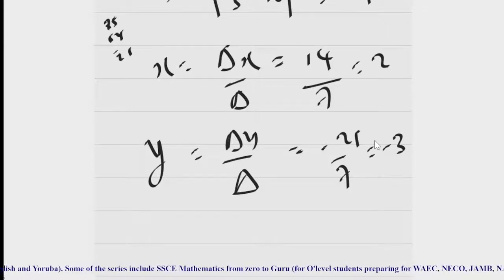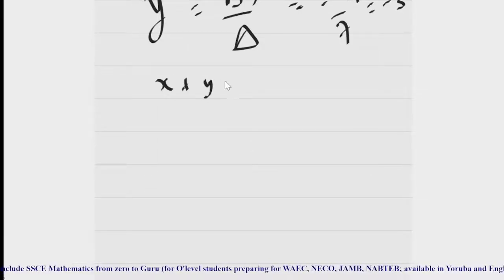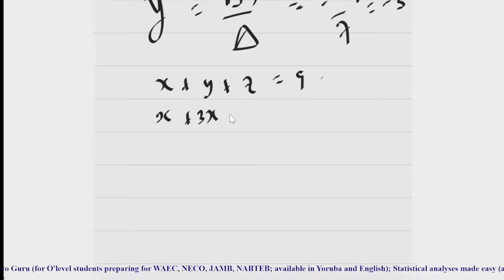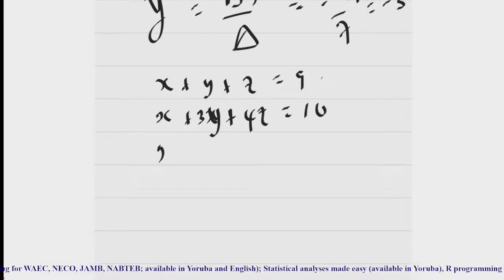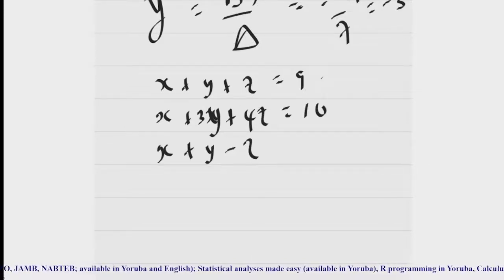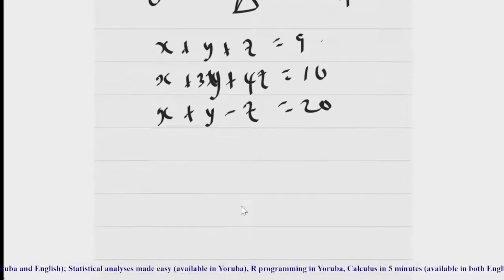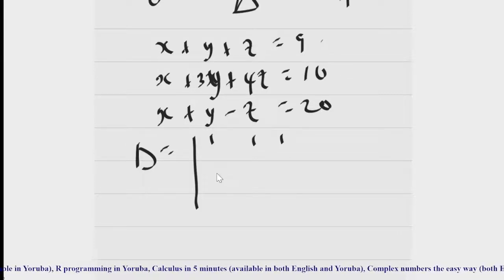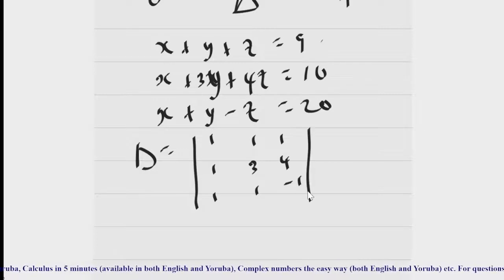In fact, you can use this method for a 3 by 3 matrix too. Suppose I have this kind of problem: x plus y plus z is equal to 9, x plus 3y plus 4z is equal to 10, x plus y minus z is equal to 20. If you want to use Cramer's rule, you don't need to stress yourself. What you are going to do is to find your d. D will be the determinant of the coefficients of x, y, z. That's 1, 1, 1, 1, 3, 4, 1, 1, minus 1. I hope you understand now.